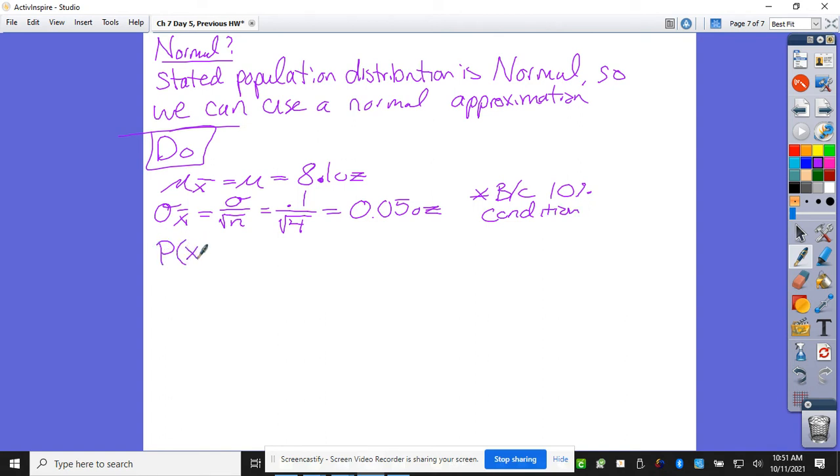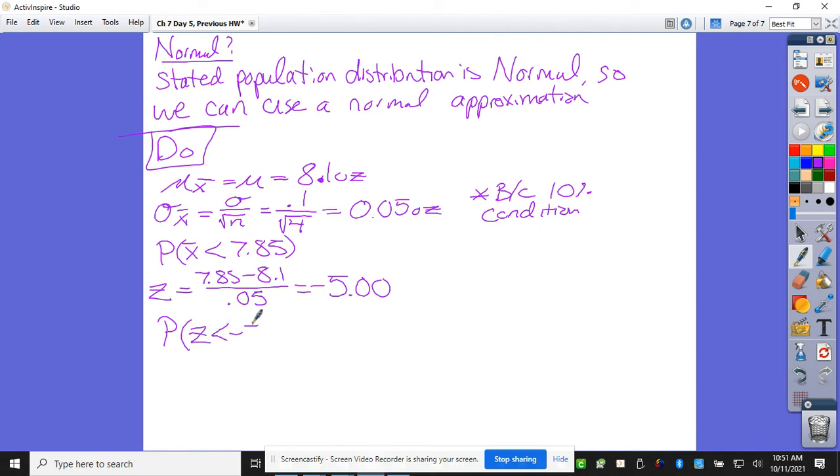So P(x bar less than 7.85). I need to convert that. So 7.85 minus 8.1 divided by 0.05. And what do you get right here? If you're looking at your yellow sheet, why does that seem like an issue? There is no -5, which means what about the probability of it being less than -5? Is that going to happen very likely? It's almost 0.